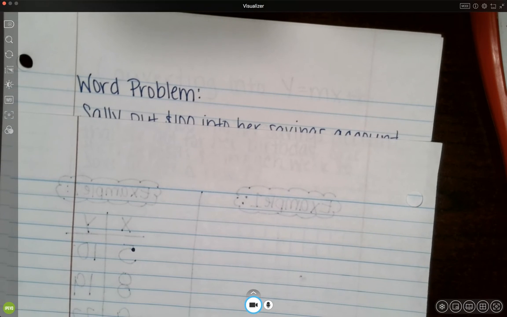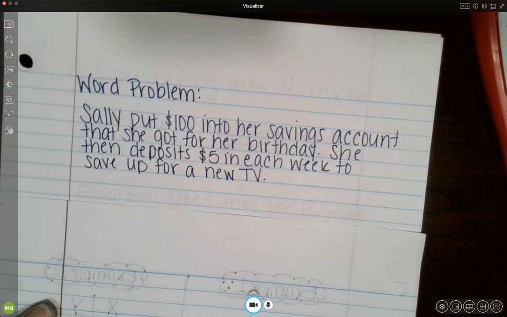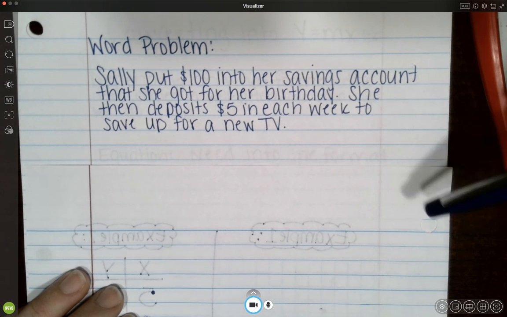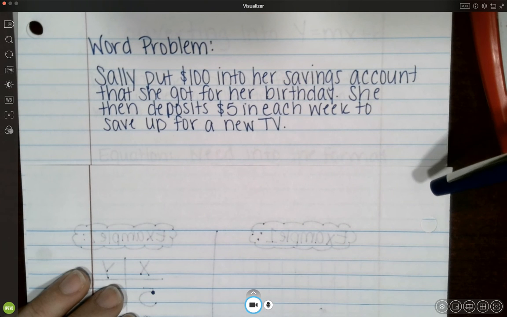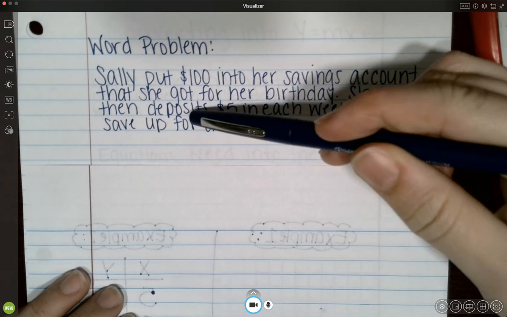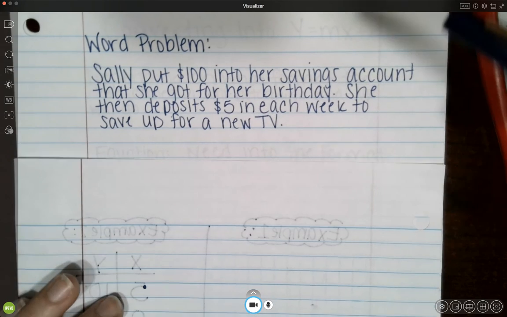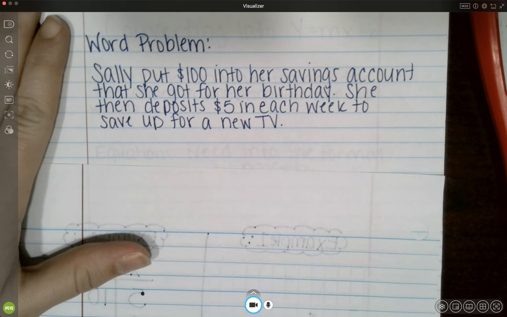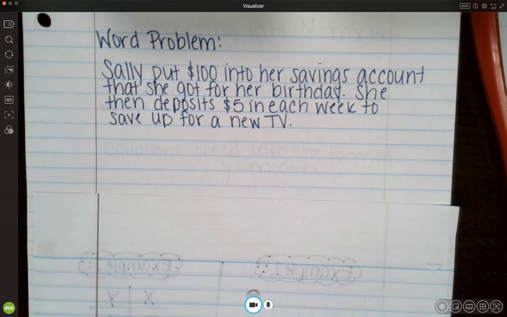The third way that they can give me information would be in word problem form. So I have this example here: Sally puts $100 into her savings account that she got for her birthday. She deposits $5 each week to save up for a new TV. All right, so there's no actual steps for this one. We have to understand a couple of vocabulary words.